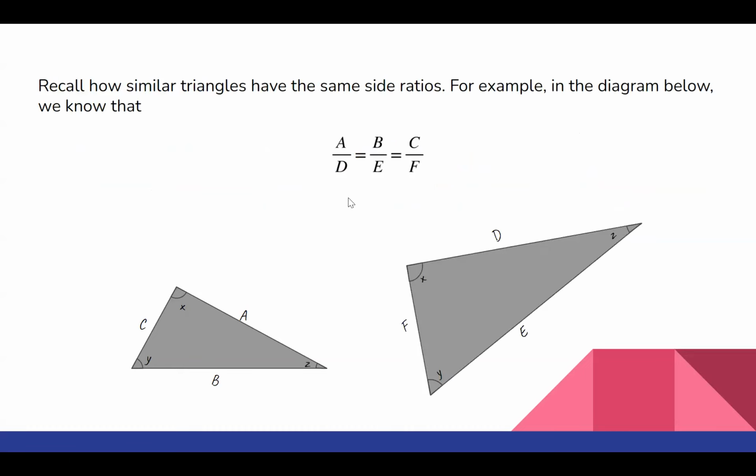And you see that here. These are the same triangles. We see how A divided by D, so this side divided by this side, will be equal to B divided by E, so this side divided by this side, which is equal to C divided by F.